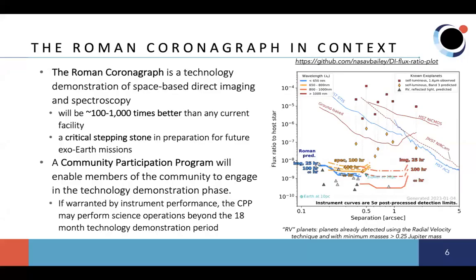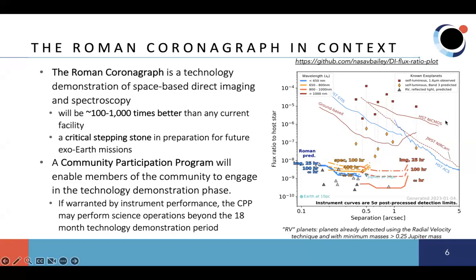So the Coronagraph on Roman, you can sort of think of this as a stepping stone. It's called a technology demonstration. So it's not like a pure science instrument in the sense that we have basically one requirement for the mission, and we have to demonstrate that in the 3 months that we're given within the first 3 years of the mission. So currently with ground-based telescopes, we're limited to this region up here.